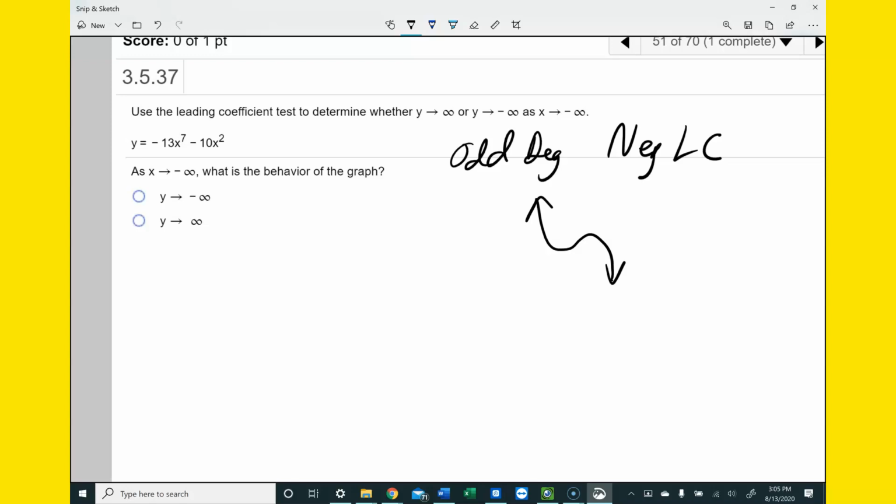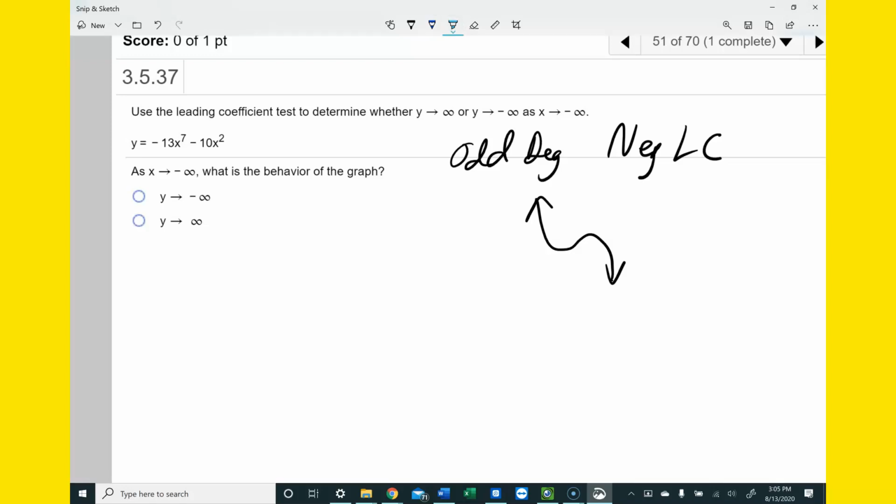So as x approaches infinity, that means we're looking at the left arm. And where's that left arm going vertically? Where's the y value going? It's going to positive infinity. So this would be our answer.